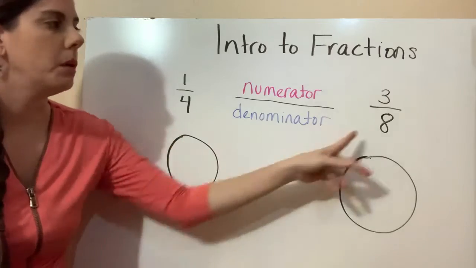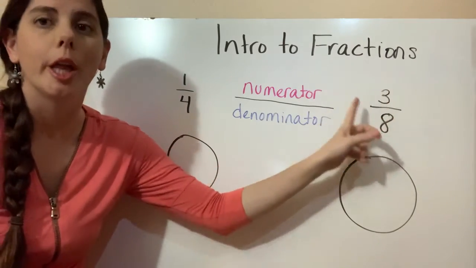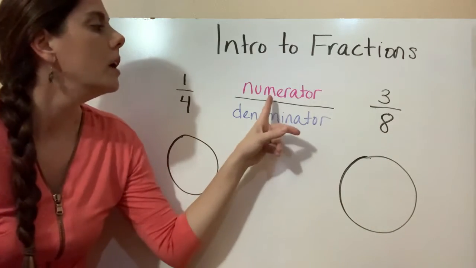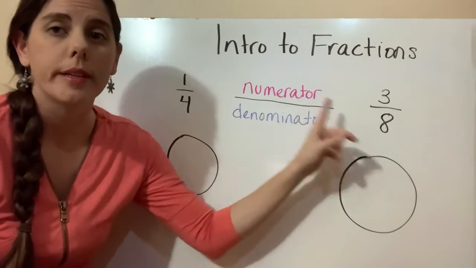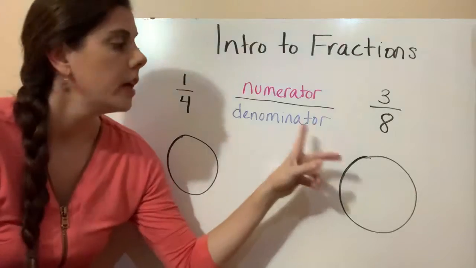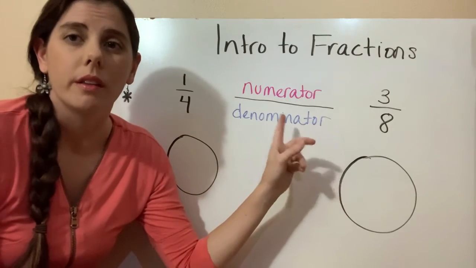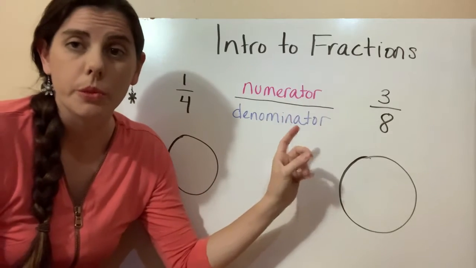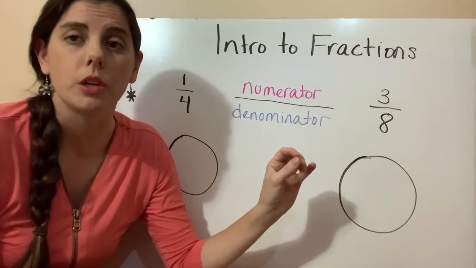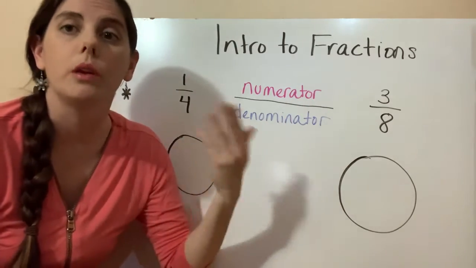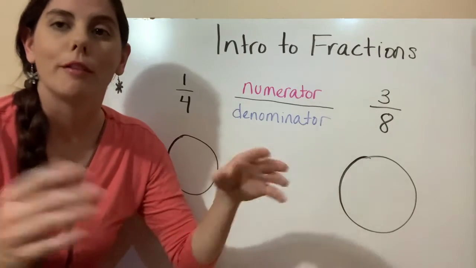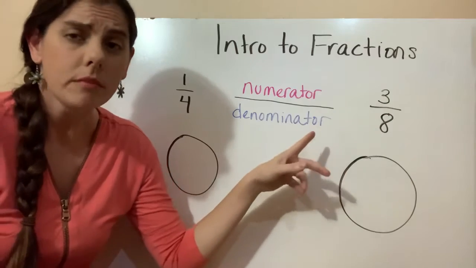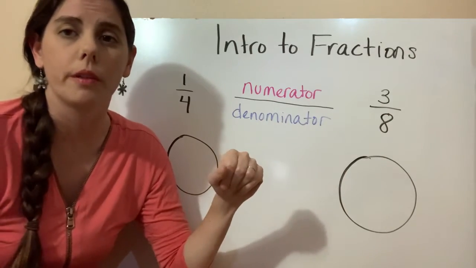So they're always going to be in this format where we have a number and then a line and a number on the bottom. So one on the top and one on the bottom. And the top number is always called the numerator, and the bottom is always called the denominator. So we want to make sure that we recognize those vocabulary words, because you're going to see them in the book and you're going to hear me use them. And I'll go back and forth between saying the top and the bottom, or the numerator and the denominator. So you'll hear me say those back and forth.